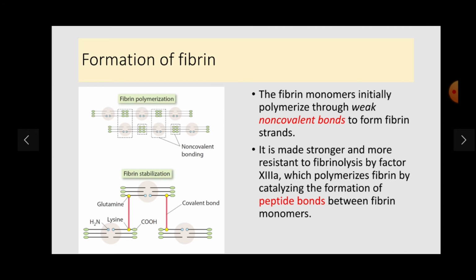The fibrin monomers initially polymerize through weak non-covalent bonds to form fibrin strands, and it is made stronger and more resistant to fibrinolysis by factor 13, which cross-links fibrin by catalyzing the formation of peptide bonds between fibrin monomers. Here we can see the non-covalent bonds between the fibrin monomers, and here we can see the covalent bond formation by activated factor 13. So the fibrin meshwork becomes more stable by the formation of the covalent bond by the activated factor 13.